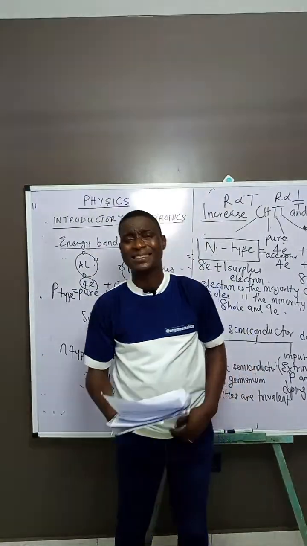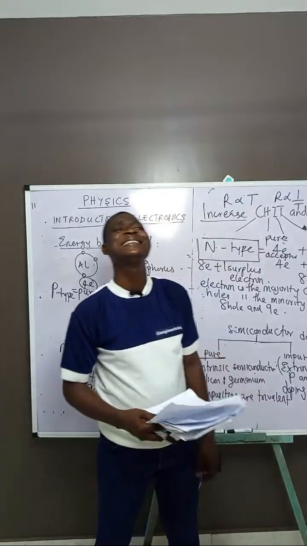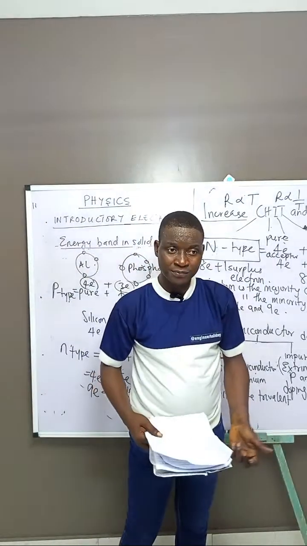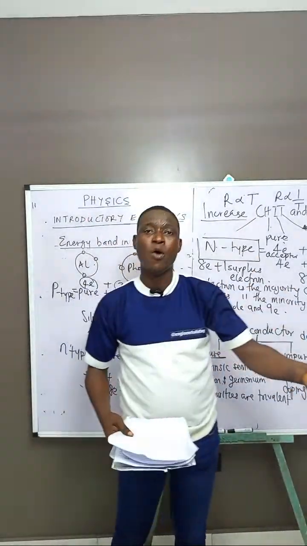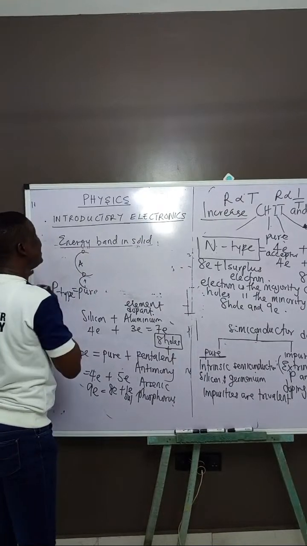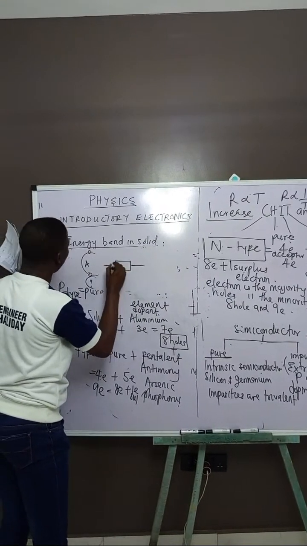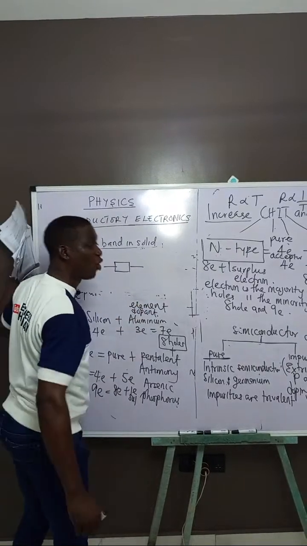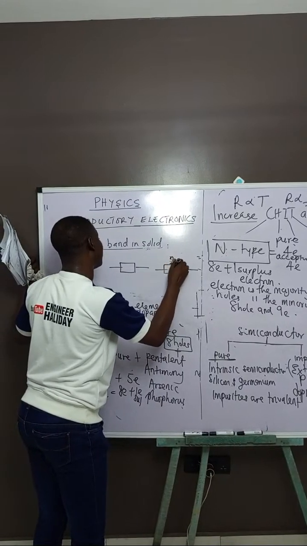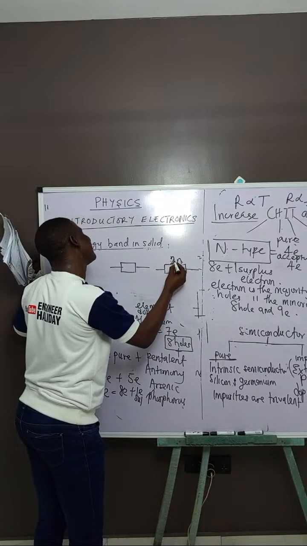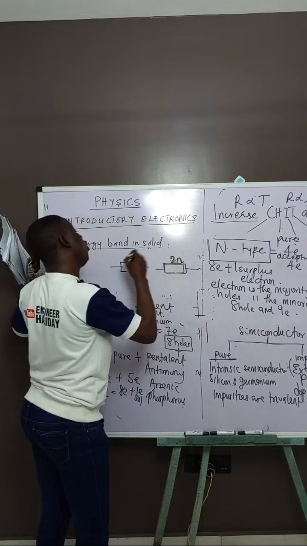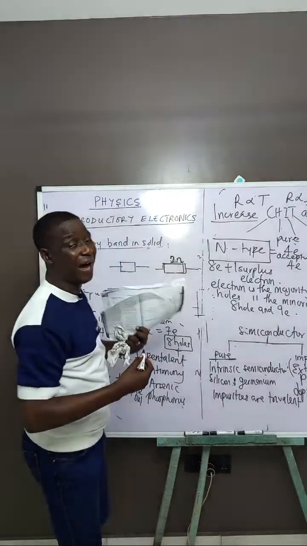Differentiate between resistance and resistivity. Resistance is the ability of a resistor to resist the flow of current in a circuit. Don't forget, this is a resistor. A resistor is the component that resists flow of current in a circuit. But this is a resistance, where I've allocated a value to it. This will become a resistance of 2 ohms of a resistor. But this one is just a resistor without a value.